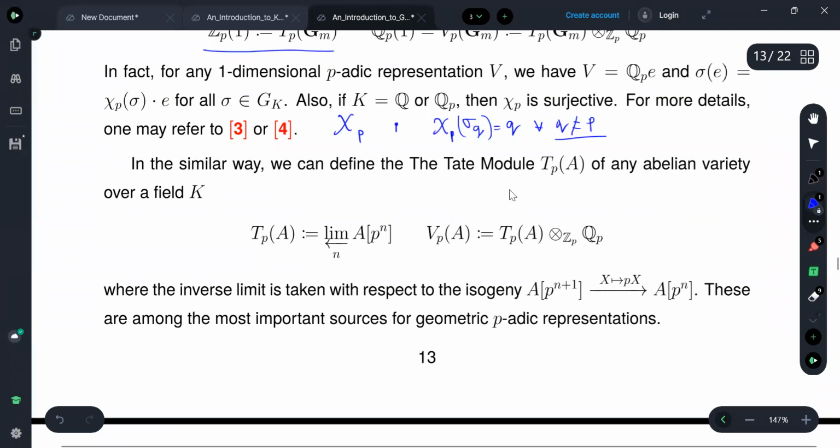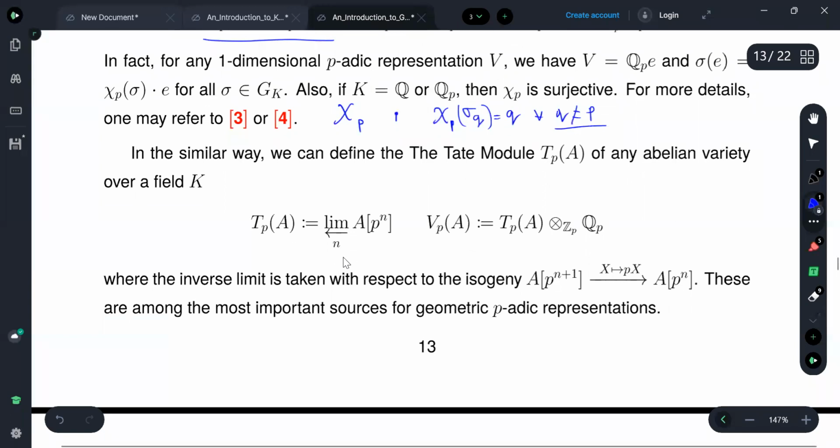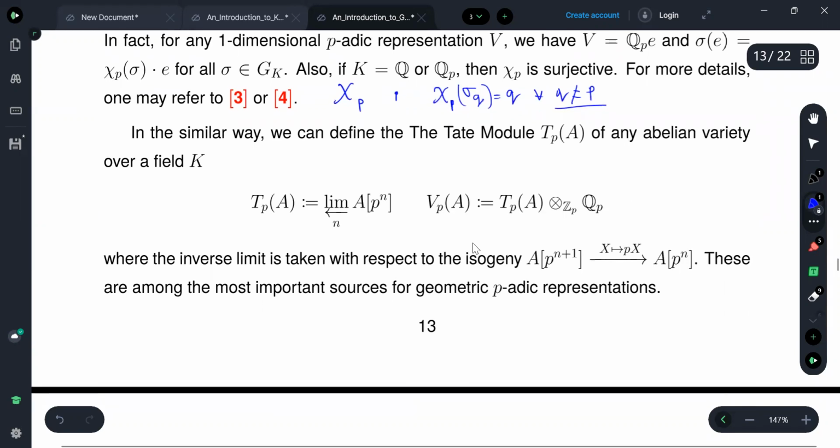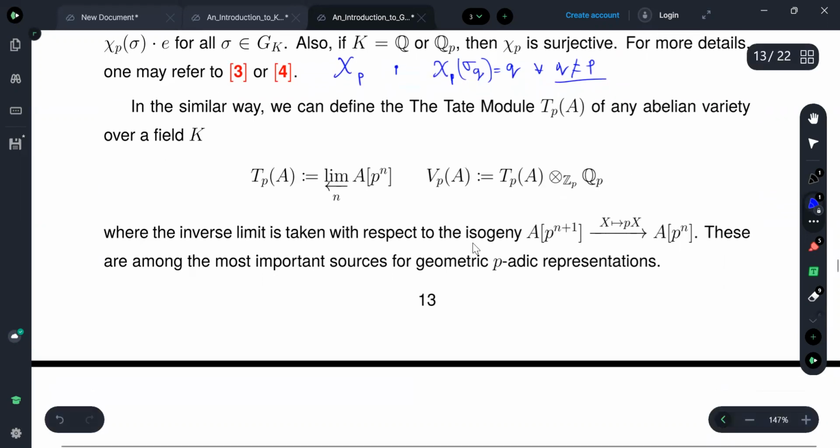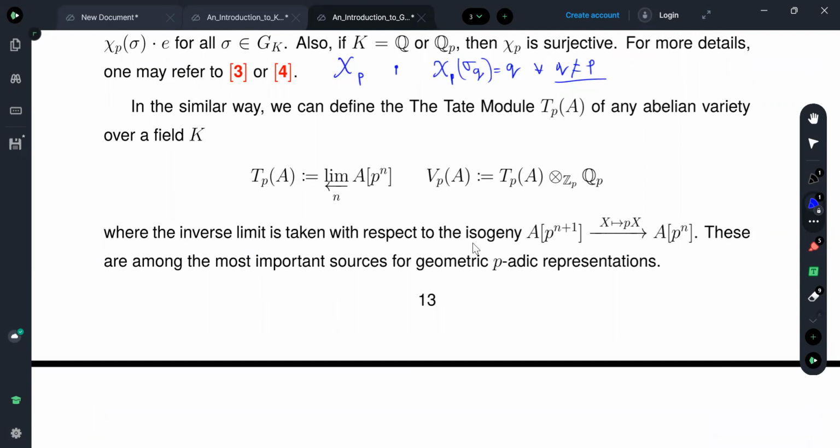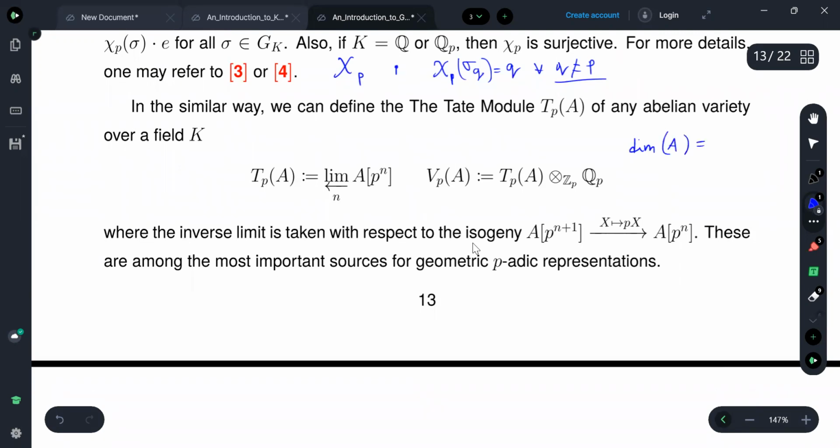In a similar way, one can define the Tate module of any abelian variety defined over K. We just take the inverse limit of all the p to the n torsion points. Then if we tensor it with Q_p, it will become a Q_p vector space, denoted V_p of A. So in general, if the characteristic of K is not equal to p, and the dimension of the abelian variety is g, then this Tate module will be a 2g-dimensional p-adic representation of G_K.